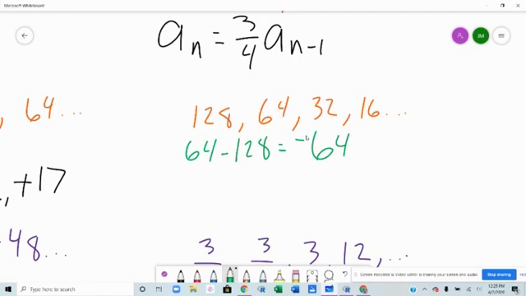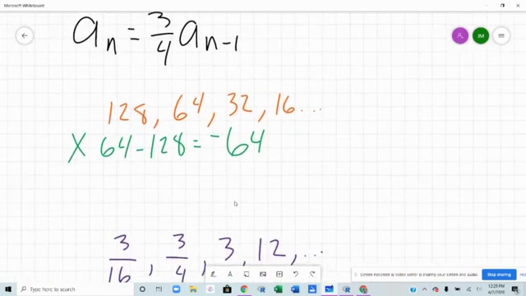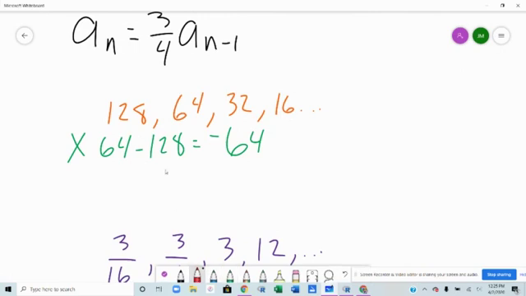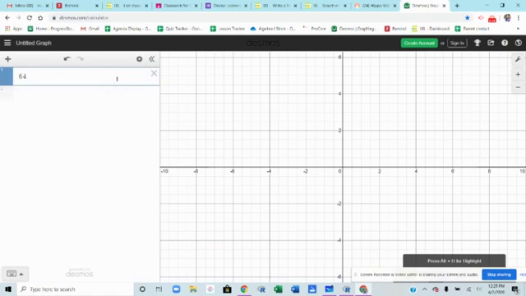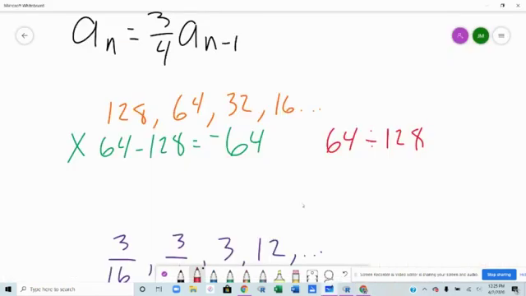Then I check 64 minus 64 is not 32. So that doesn't work, which lets me know it's not arithmetic. It's got to be geometric. So now I'm going to do that again with the same numbers, except this time I'm going to do 64 divided by 128, because if I think it's geometric, I take the second number divided by the first number. I can go back to Desmos and do 64 divided by 128. I get 0.5, which I know is 1/2.